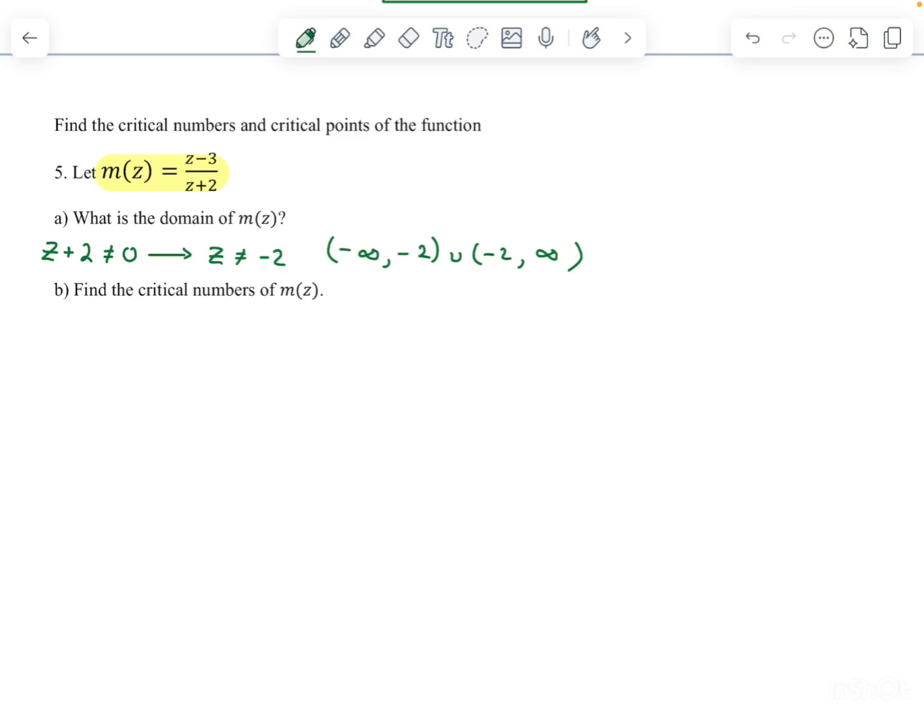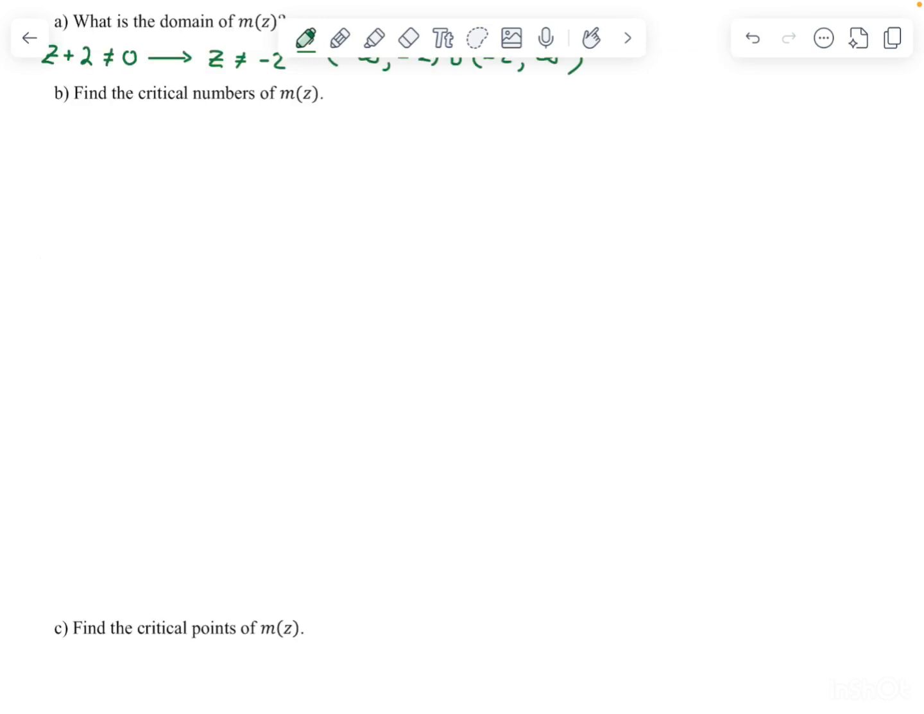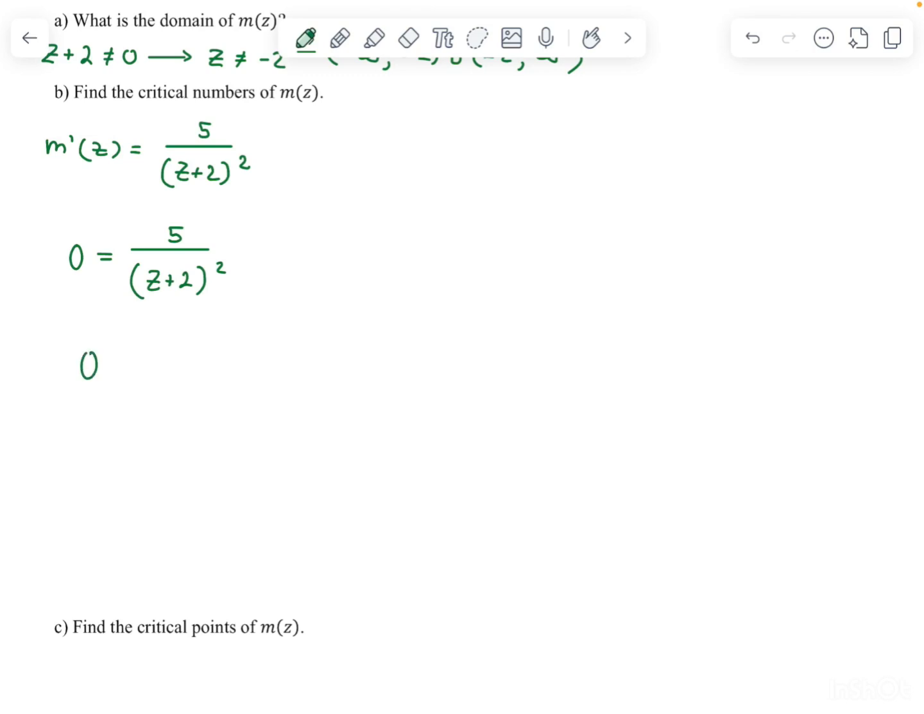Now to find the critical numbers. To find the critical numbers, we need the derivative. Using the quotient rule, the derivative is 5 divided by the quantity z plus 2, all squared. Now I'm going to set the derivative equal to 0. That will look like this. The only time a rational function is equal to 0 is if the numerator is equal to 0. So in this case we have 0 is equal to 5, and this is a false statement. So right now there are no critical numbers.